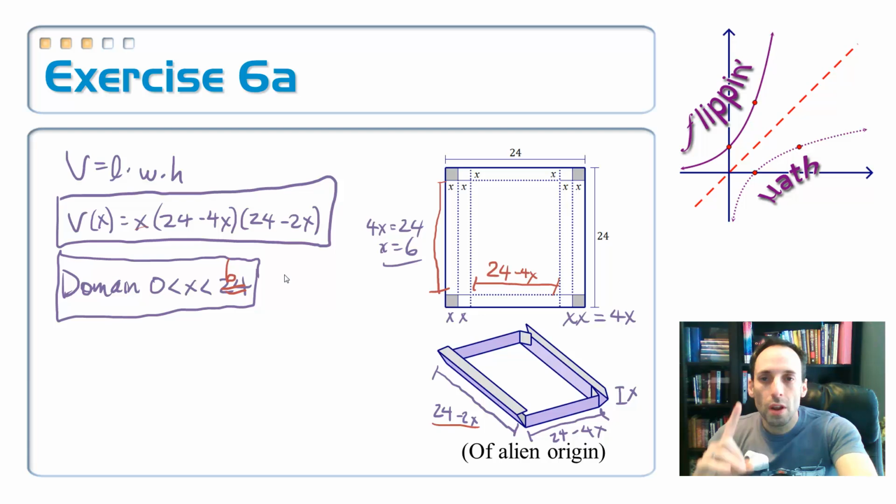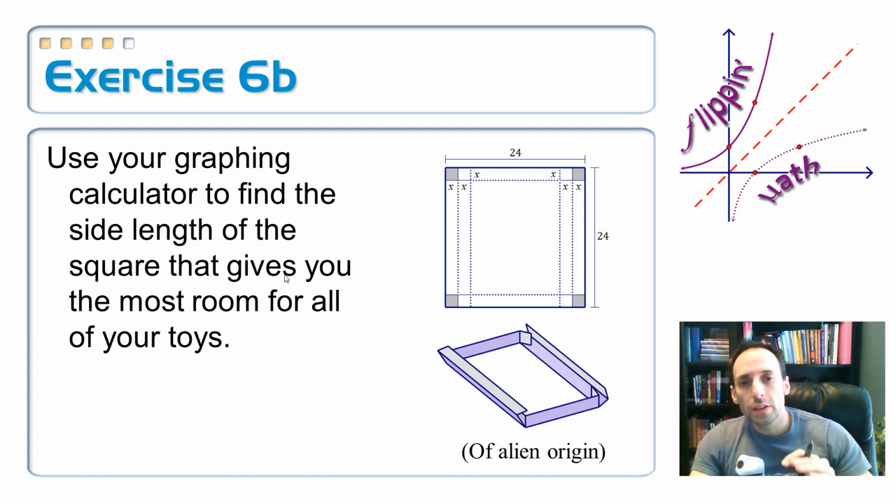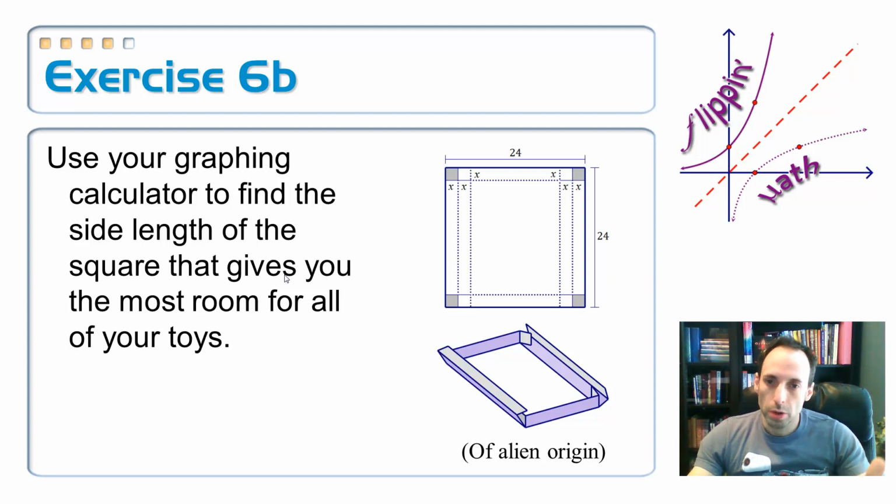Okay, so we're not done with this one just yet. Now check out the next part of this. So use your graphing calculator to graph that function and then find the value of x, the side length of the square that's going to maximize the volume of this box, because you want to put the most amount of toys in this little box. Okay, so give that thing a pause and see if you can come up with the maximum value for the volume and the x value that's going to give that to us.